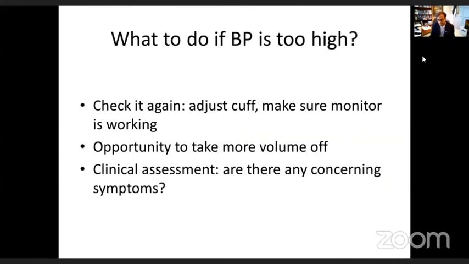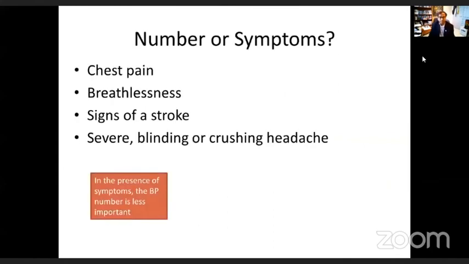Are they having any concerning symptoms? In the presence of symptoms, blood pressure number is less important. Agar kisi ka blood pressure 160 bhi hai, or unko dikhai nahi de raha hai, bahut headache ho raha hai, so that is important. If it is 180 and they're feeling fine, it is less important.